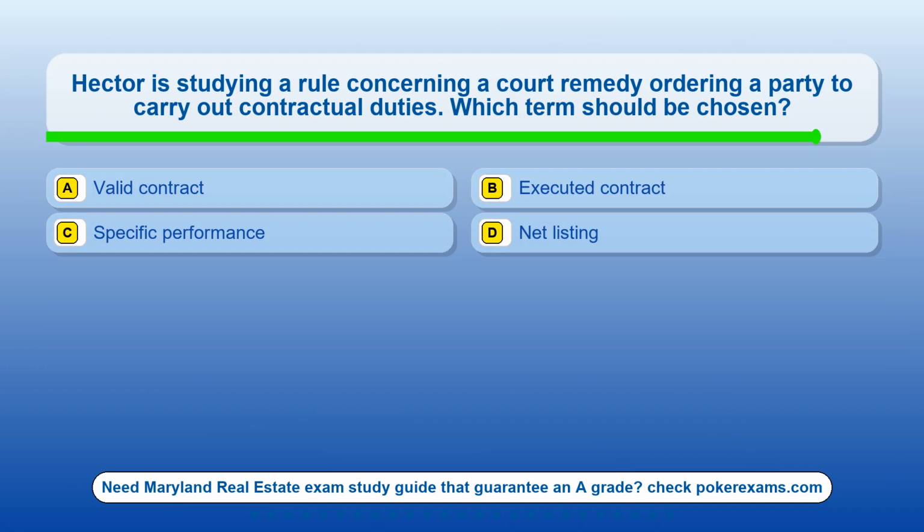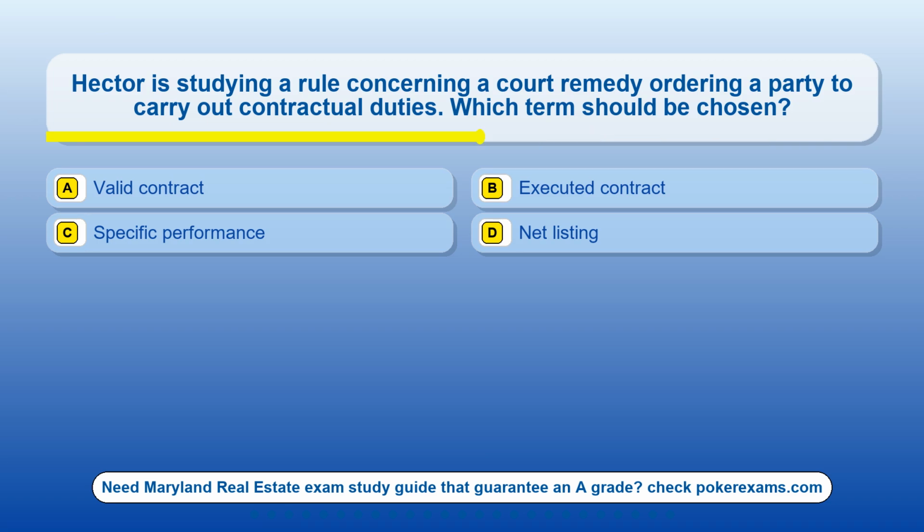Question 8. Hector is studying a rule concerning a court remedy ordering a party to carry out contractual duties. Which term should be chosen? Option A, valid contract. Option B, executed contract. Option C, specific performance. Option D, net listing.